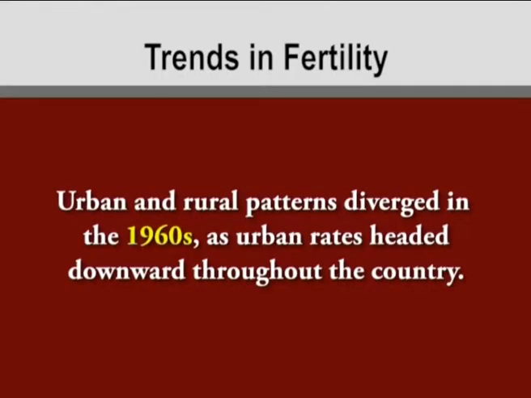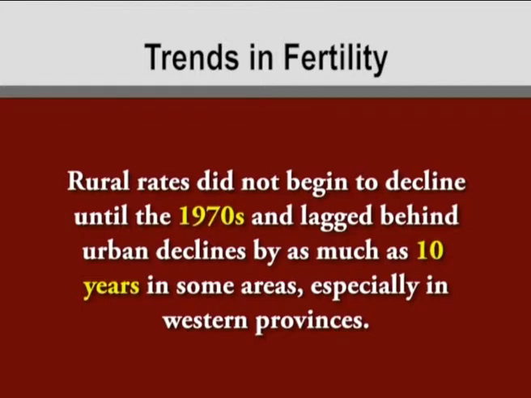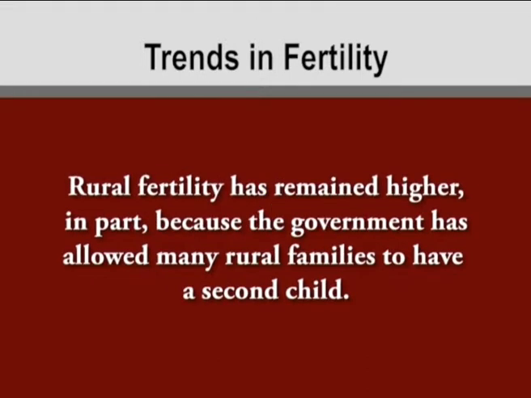Urban and rural patterns diverged in the 1960s as urban rates headed downward throughout the country. Rural rates did not begin to decline until the 1970s and lagged behind urban declines by as much as 10 years in some areas, especially in western provinces. Rural fertility has remained higher in part because the government has allowed many rural families to have a second child.